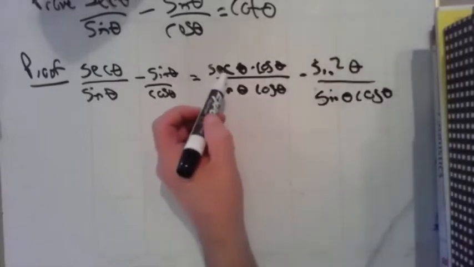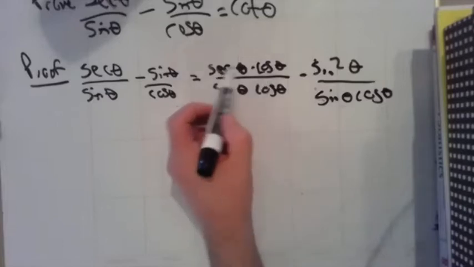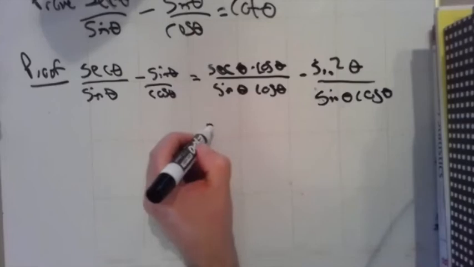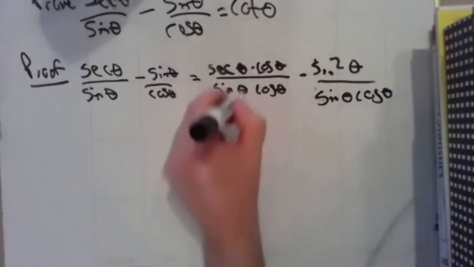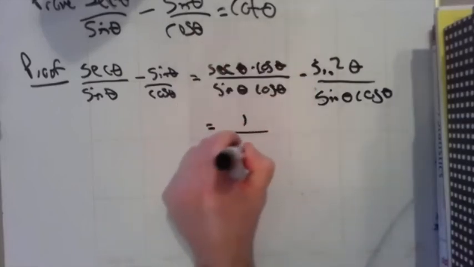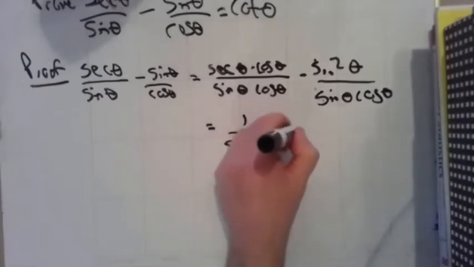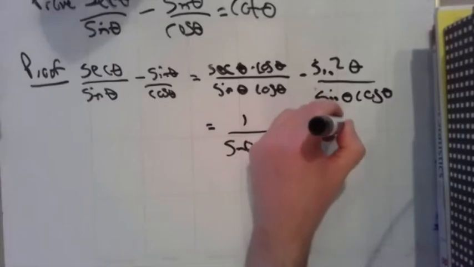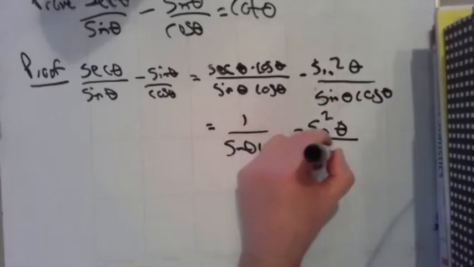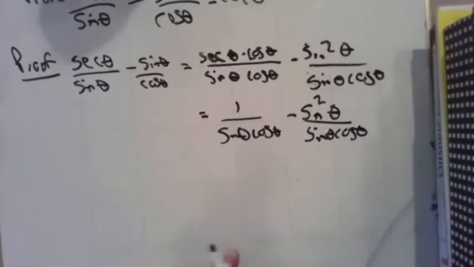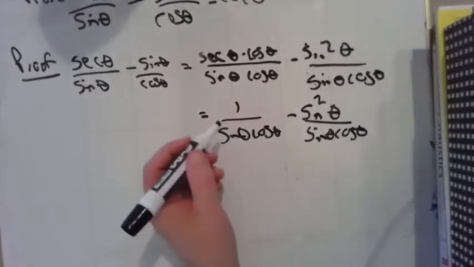Okay, sine or secant times cosine, those are reciprocals. That's just 1. So these two multiply to 1. This is a very similar problem to the last one. So this is almost identical to the one we just did.